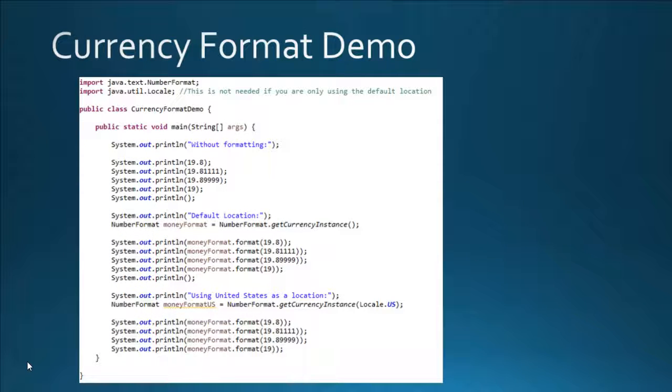So if we look at this demo here, you can see we have a without formatting, so there's 19.8, 19.811, 19.899, 19, all the way down. Then it's going to use the default location, which is based upon your computer clock, I believe. And then the last one is for a specific one, where in that example we're using the United States as a locale. And so it's the same numbers, 19.8, 19.8111, 19.89999, and 19.